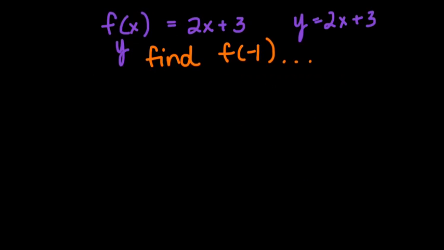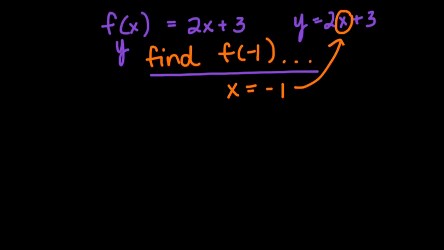Now, the reason we use f of x instead of just writing y, though, is to find problems that are written like this. So if it asks us to find f of negative 1, basically what that means is it wants us to find the value of y when x is equal to negative 1. So we're going to change the x in this problem to a negative 1. So I'm going to rewrite this as f of negative 1, because that's what I'm solving for, is equal to 2, and instead of the x again, I'm going to replace it with a negative 1 and then plus 3.